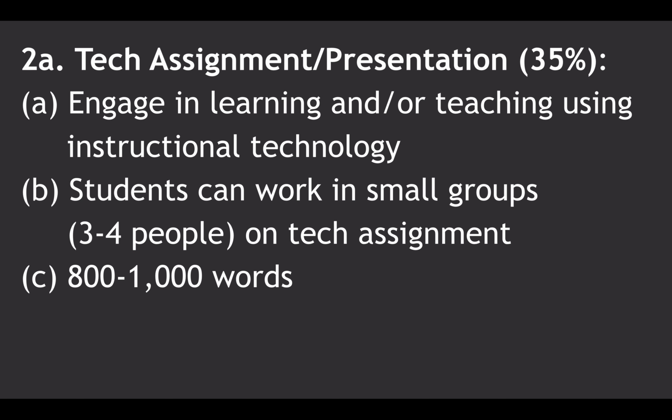There are three options for part 2, assignment 2. The first is a tech assignment or presentation. Here you're going to engage in learning and or teaching using instructional technology. You can work in small groups, 2 to 4 people actually on this tech assignment. It is 800 to 1,000 words. So say if you want to use a new technology or a phone, etc., into a classroom, that would be a good thing to do.